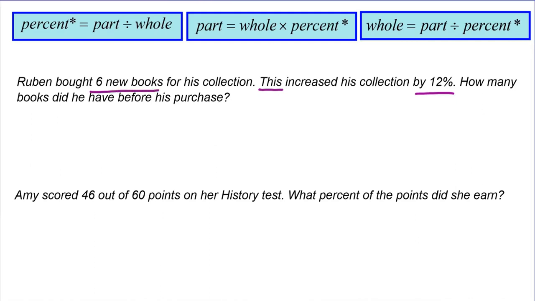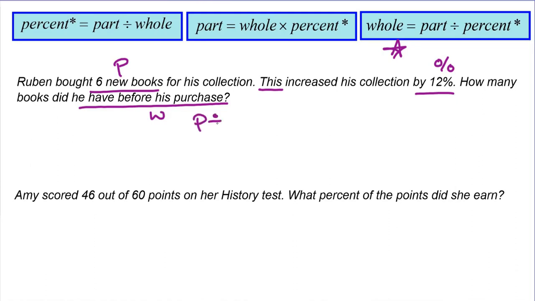So the 6 books is only part of his collection. So the 6 books is the part, which is the percent, 12%. So that means how many books did he have before his purchase is the whole. So the part we know, the percent we know, the whole is missing. So we're going to use the equation that helps us find the whole, and that would be this one right here. The whole is equal to the part divided by the percent.